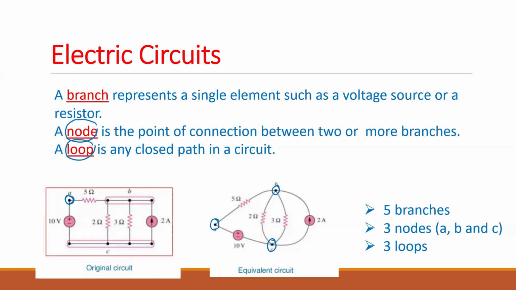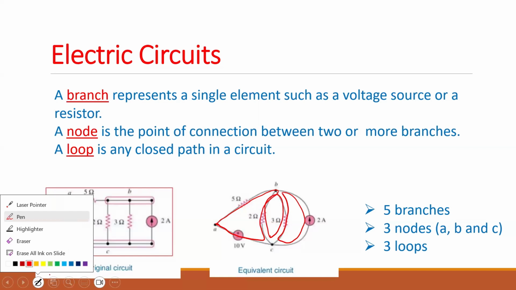And a loop can be any closed path. So can you tell me how many loops are here? This is wrong. That's why I am asking. It's not only 3 loops in this one. Can you tell me how many loops we have? These two are correct, but how many loops are there? 1 loop, 2, 3. Are there any other loops?